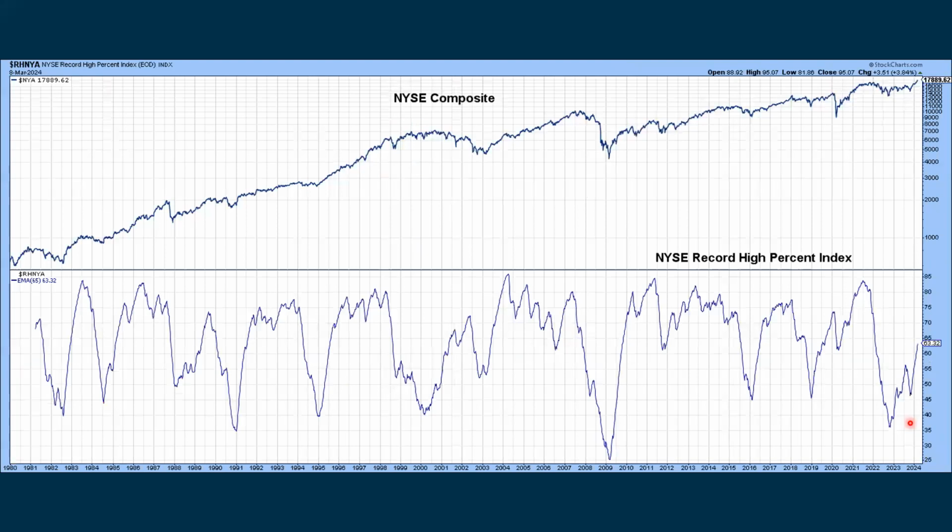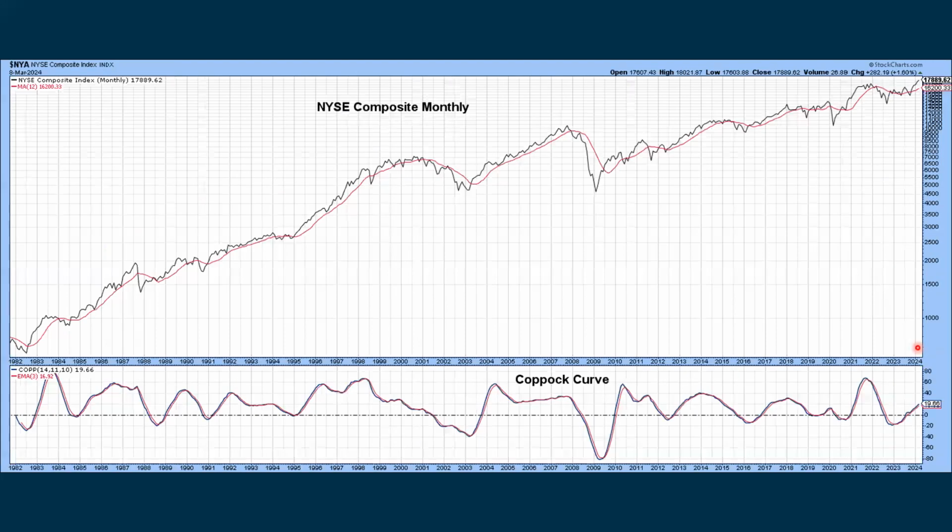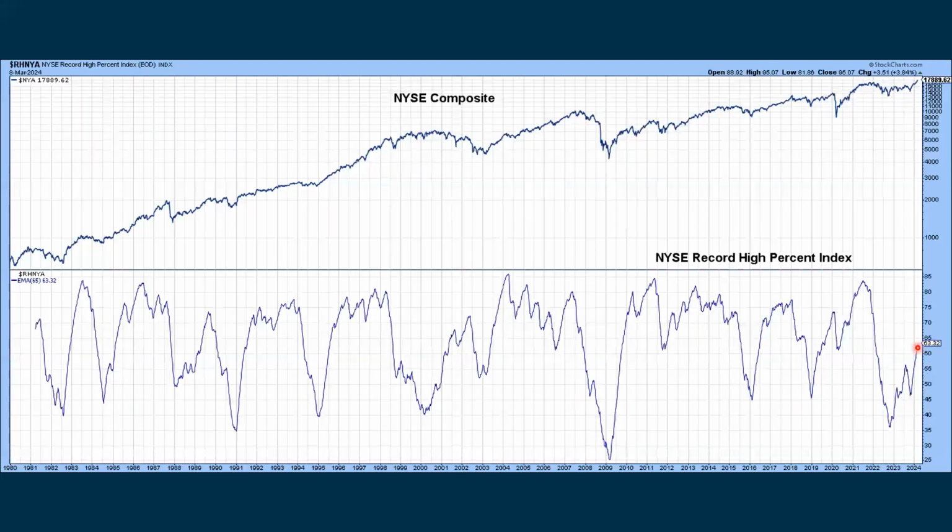Then here's a daily chart of the NYSE composite, and we're showing a thing called the NYSE record high percent index, and this is also continuing to go up. This is looking positive. So we have a long-term look from this chart, and then a daily look on this chart, and they're confirming each other.